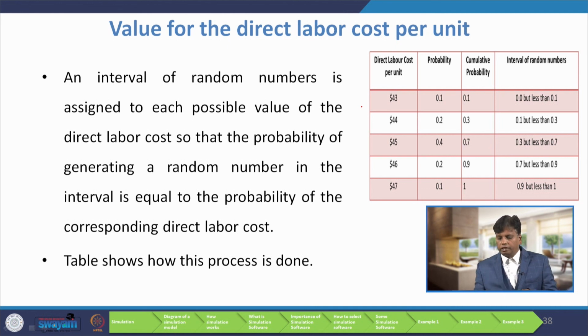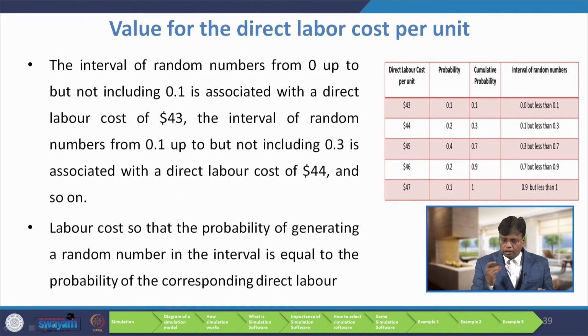First, we are constructing an interval. How are we constructing the interval? You see that the probability of 0.1 is given. So, we write 0.0 to 0.1, then 0.1 to 0.3, then 0.3 to 0.7, because first you are finding the cumulative probability. The cumulative probability should come on the right-hand side of the interval. So, an interval of random numbers is assigned to each possible value of direct labor cost. Instead of a single probability, we are giving an interval of probability for each direct labor cost. This table shows how this interval was created.